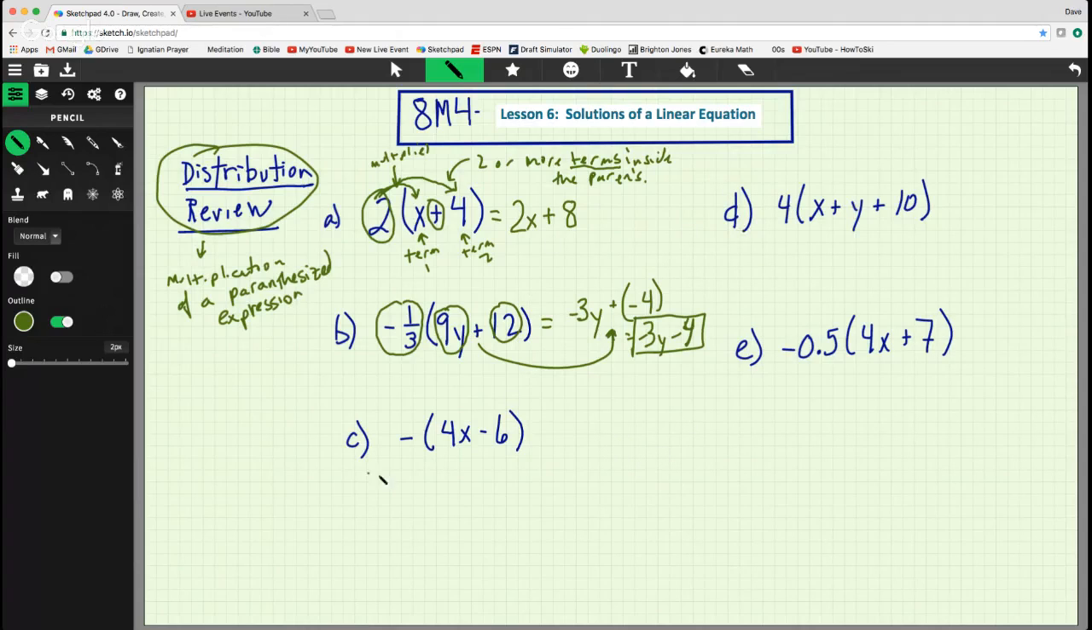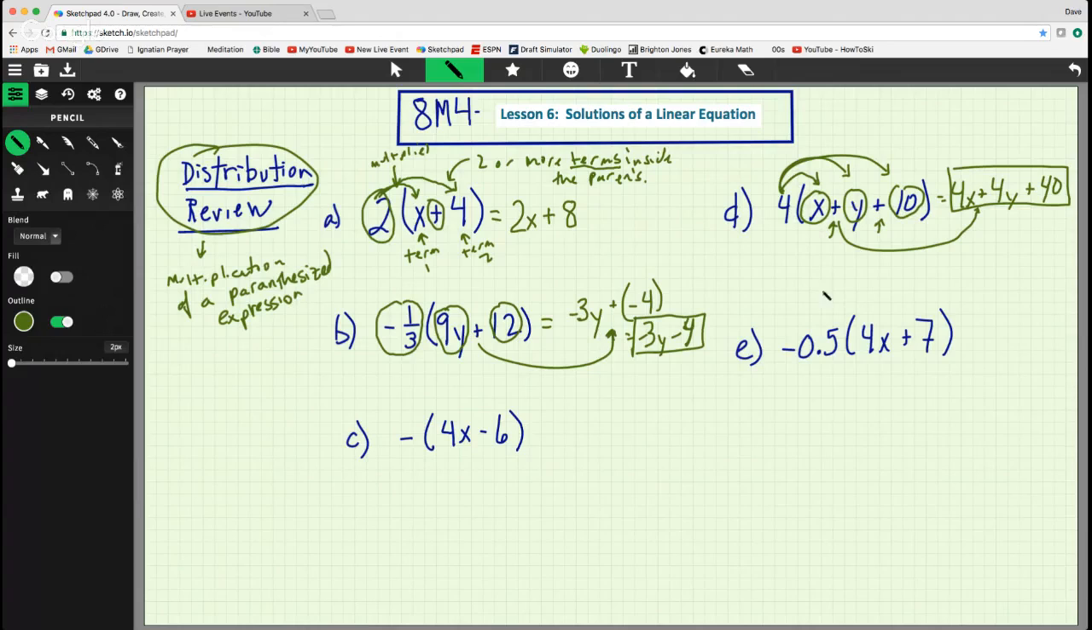Let's move on to D. C is going to be a little trickier, so let's start with D. And we'll see that inside here, we have 3 terms, because we have an addition sign here and an addition sign here. So we have 3 terms. So let's draw our arrow. And we get 4x plus 4y plus 40. See how this works? Remember how this works?